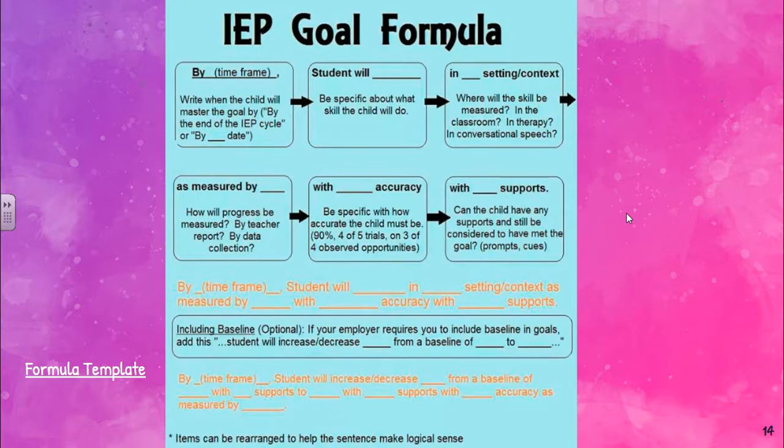Notice this asterisk at the bottom. The items can be arranged to help the sentence make logical sense. You definitely want to make sure that the goal that you've written flows and isn't out of order. So even if you were to follow this formula, you might need to rearrange it. Over here on the screen, you've got the formula template. This is basically an adapted version of what's on this screen here.